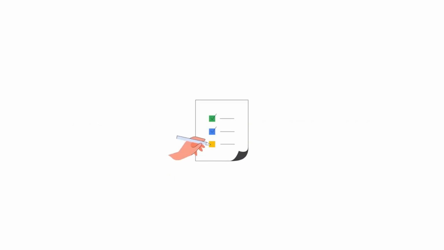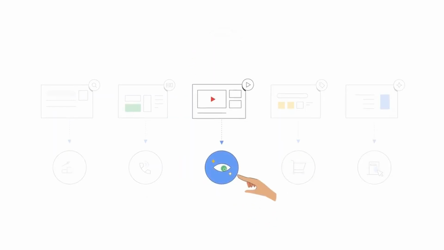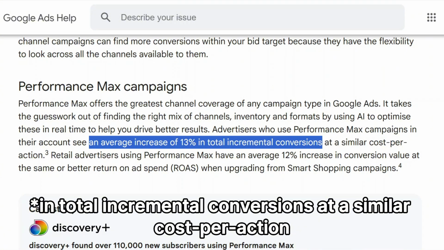Prior to Performance Max, you had to create and manage separate campaigns for each Google advertising channel: search, display, YouTube, shopping. This fragmented approach often resulted in disconnected strategies, redundant work, missed opportunities for cross-channel optimization, and so on and so on. Smart shopping and local campaigns were early attempts to automate across channels, but Performance Max took this concept much further. Google themselves reported an average 13% increase in conversion value at the same or better return on ad spend compared to standard campaigns across the same channels.